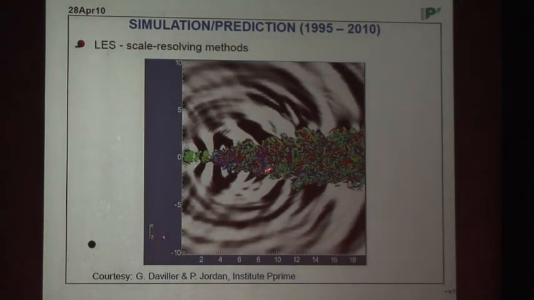This was a film, a movie I was going to show, but we couldn't get this movie to work. This is LES type results we have now. It's of a jet, and the background is pressure, far field pressure fluctuations. So one of the big things in LES right now is calculating jet flow fields to correlate with acoustic radiation. That problem is still unsolved.